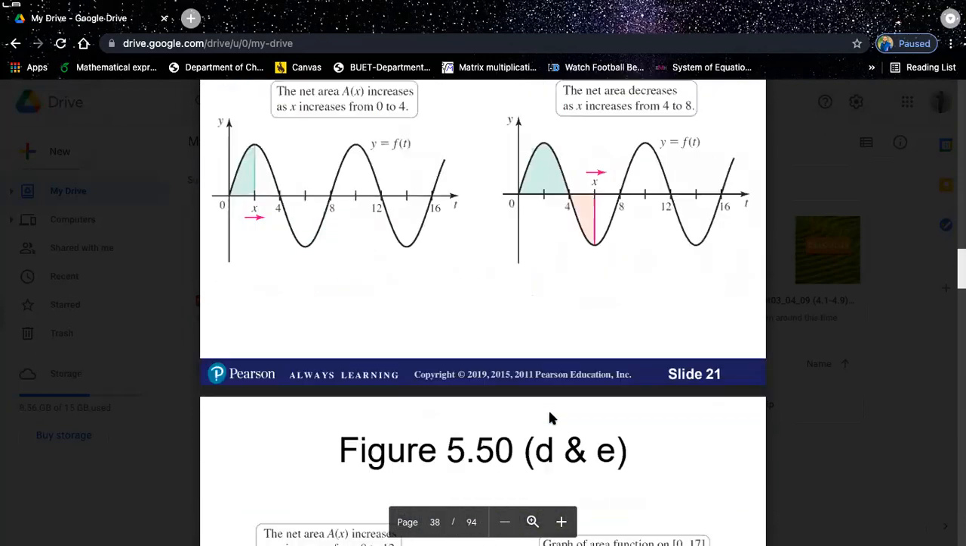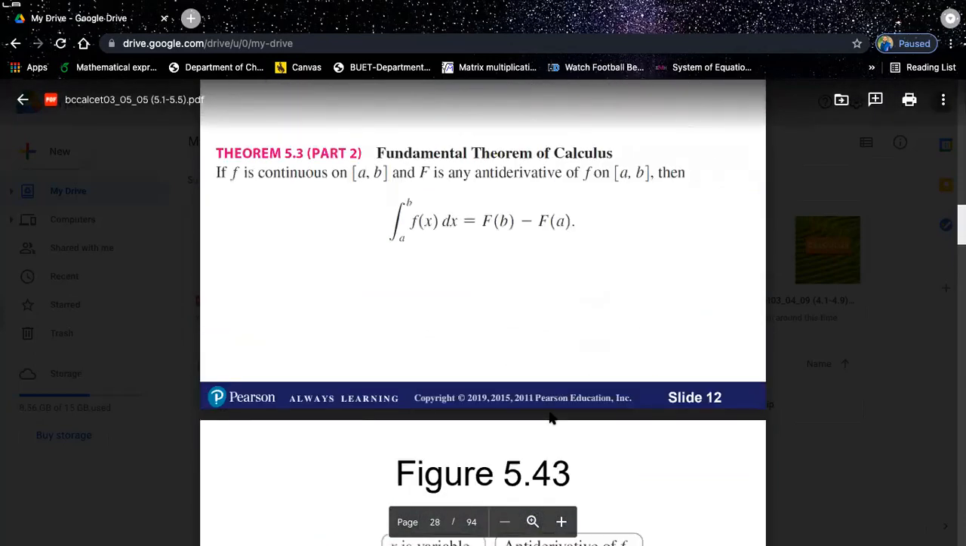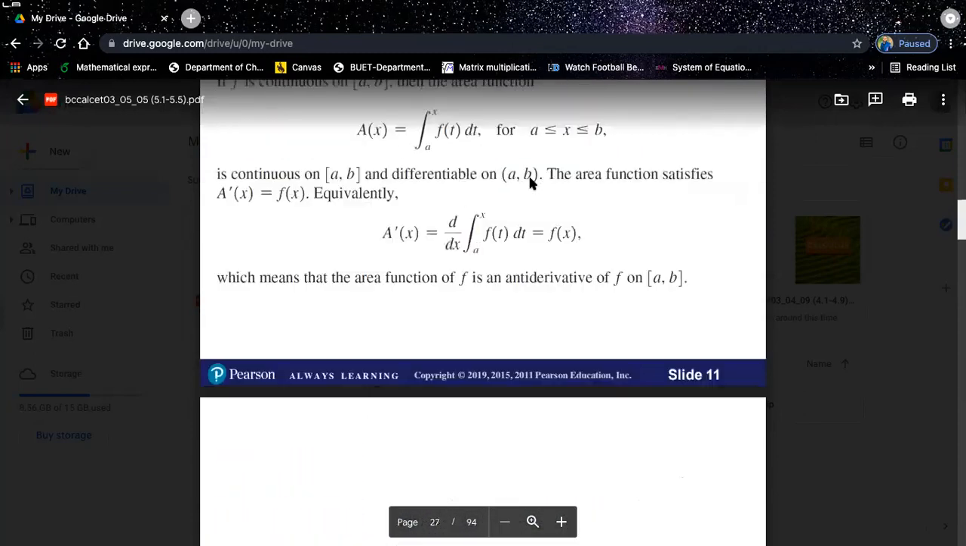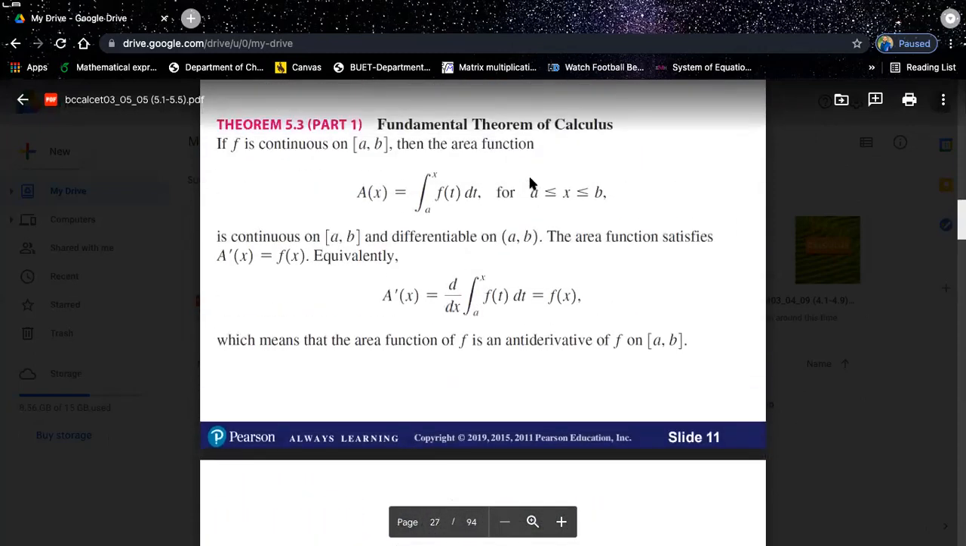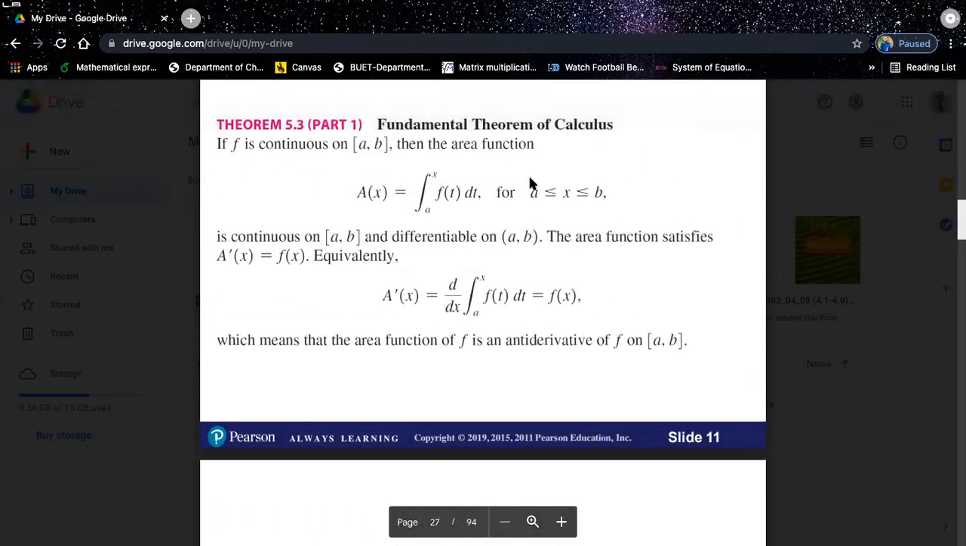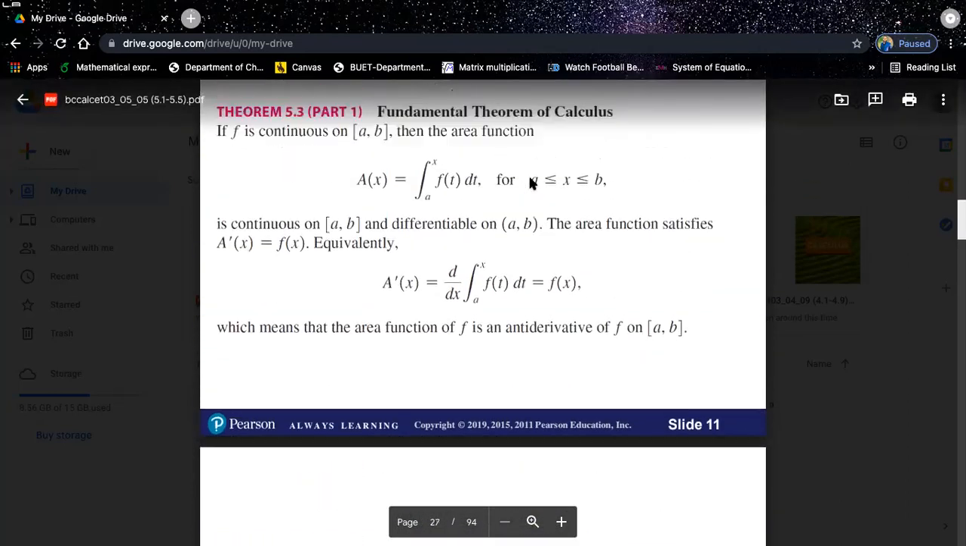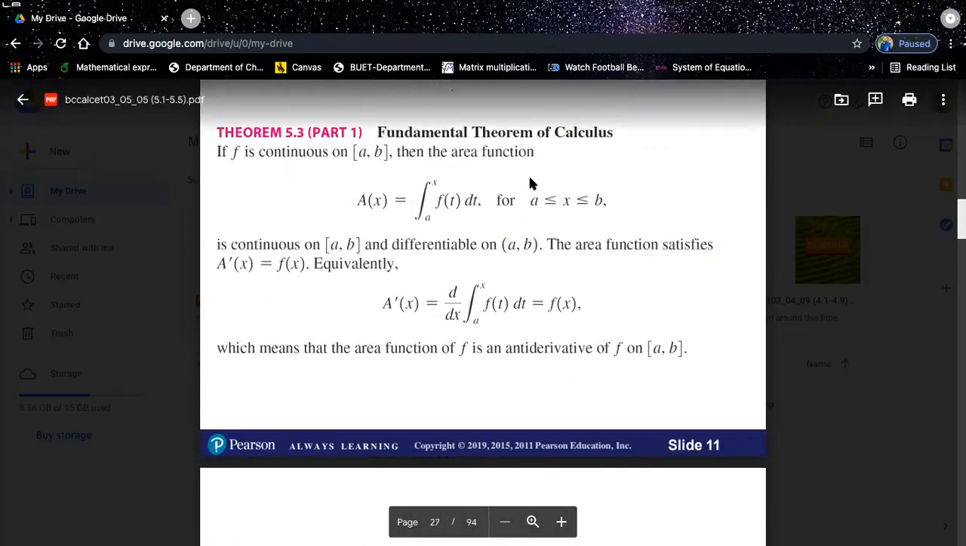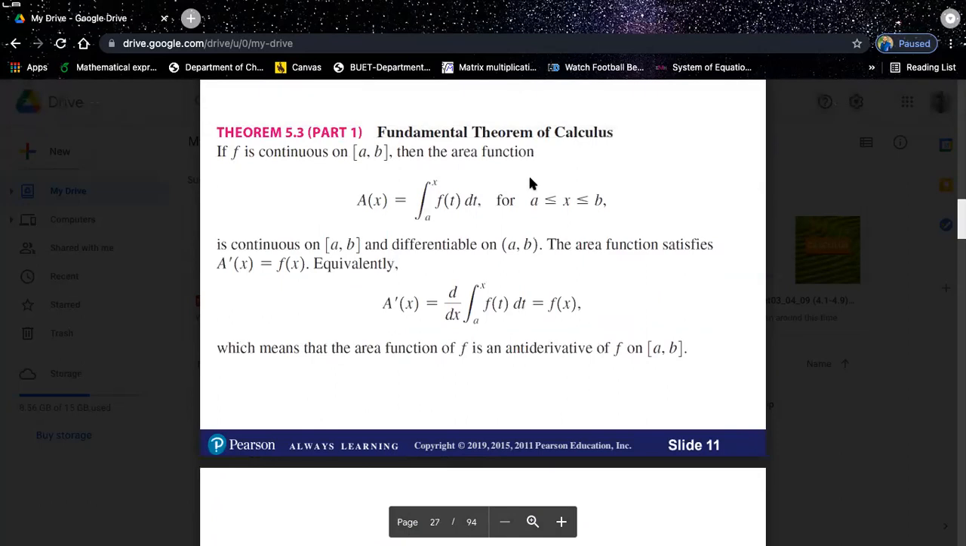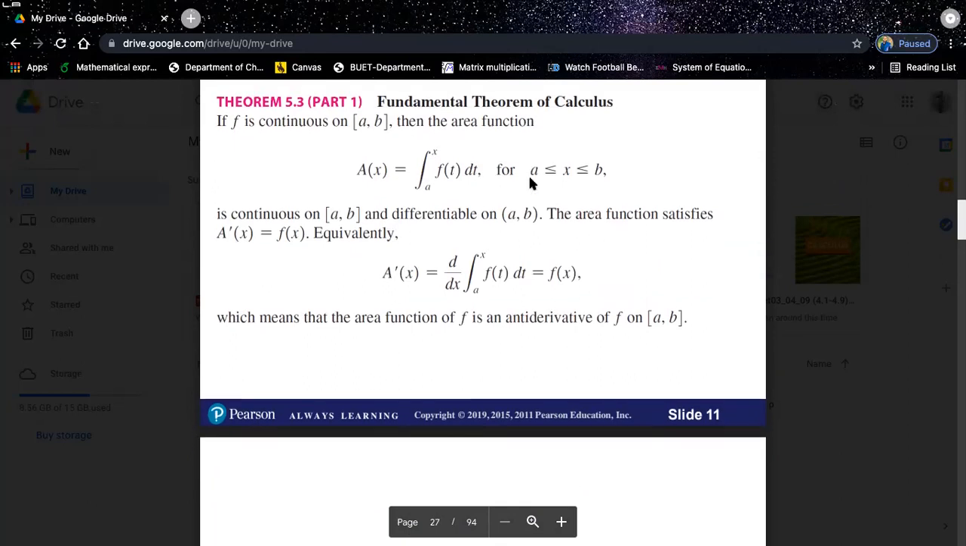So 5.3, we have this precisely. 5.3 is all about the fundamental theorem of calculus. And we have two parts. We'll discuss it one by one. We'll see some graphs and try to understand why this is happening. Okay. All right. So the fundamental theorem, as I said, has two parts.